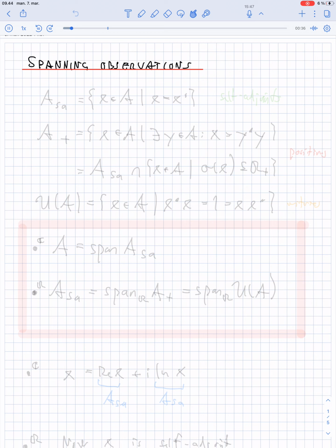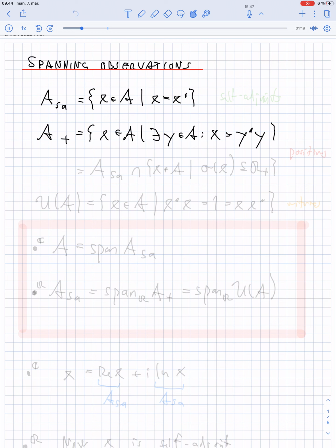So let me just put some notation here which is standard, and we haven't actually used it yet. I will also discuss it at the lectures. What this is often called A_sa is just a set of x's in A, A is a C-star algebra, of course, such that x is x star. So it's just a subset of all elements in A that happen to be self-adjoint. And then A plus will be the x's in A, having the property that there exists y also in A such that x is y star y.